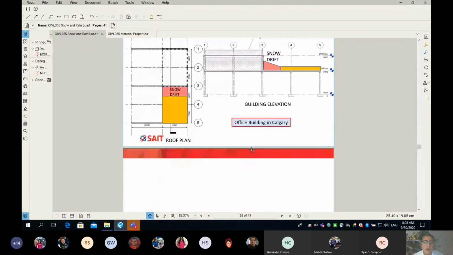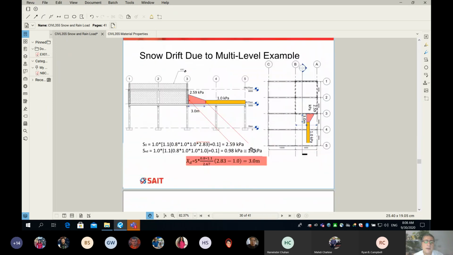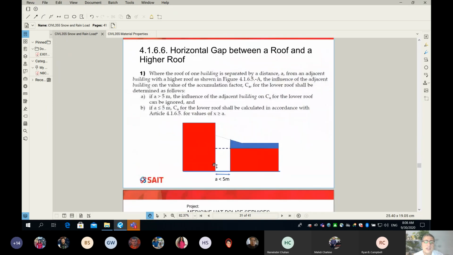So how about if I have two buildings, one is high, one is low, and the lower roof is at distance little a from the high roof. If this distance little a is more than 5 meters, we're not getting any accumulation on the lower roof. The lower roof will just function by itself.